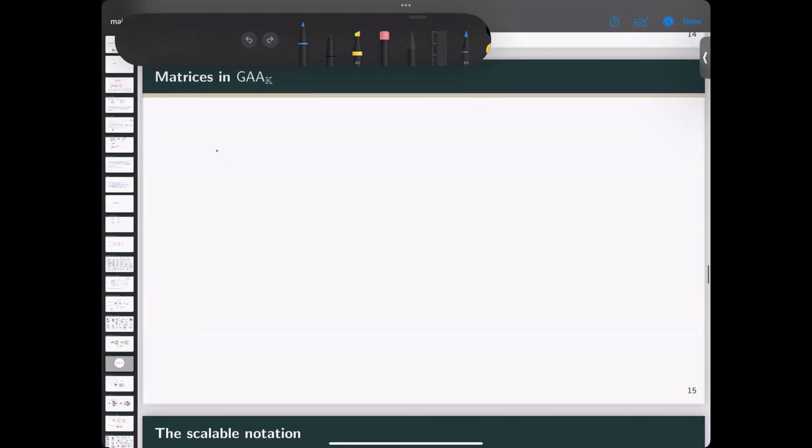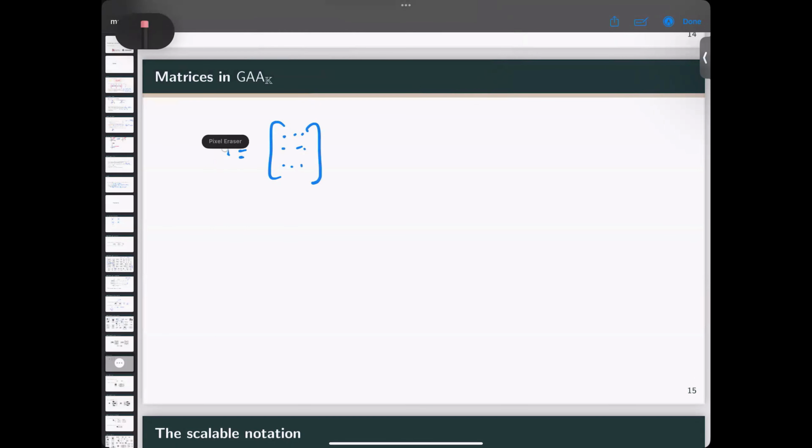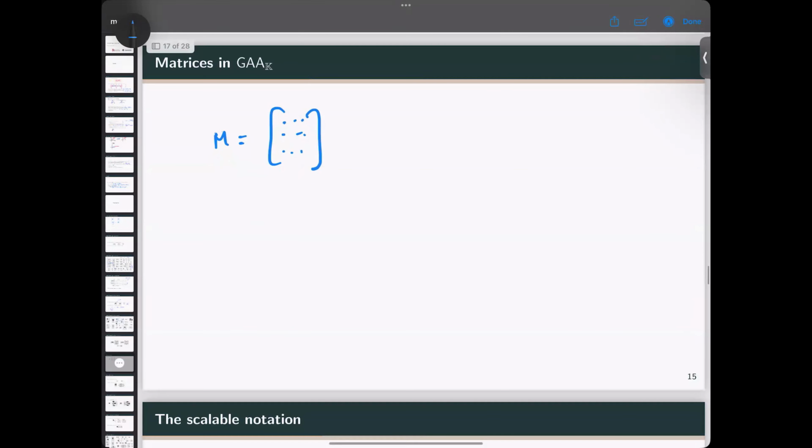So the point is, if I have some matrix of elements over my field K, then this matrix can be represented inside of GAA in the following way. Firstly, you can note that these multiplier boxes are essentially just the equivalent of 1 times 1 matrices. And then this matrix K, I can represent in the following way.